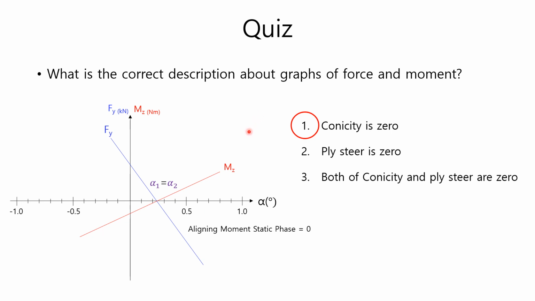Let's find the answer to the quiz. This figure describes zero conicity with a plysteer. The force and the moment lines intersect with zero values at the same side slip angle. There is no vehicle pull, but the steering wheel is off-center if you take your hands off the steering wheel. So, the answer is number 1. Conicity is 0.